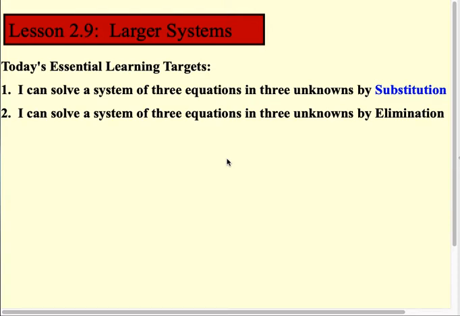All right, this is the second day of 2-9 larger systems. And today we're going to do the substitution method. So we did elimination with the systems of 3, x, y, and z. And today is substitution. The way we do it with 3 is very similar to the way you do it with 2. So as far as methods go, it's going to feel very much like doing regular substitution, just again, more of it. Just like when elimination, there's more of it.